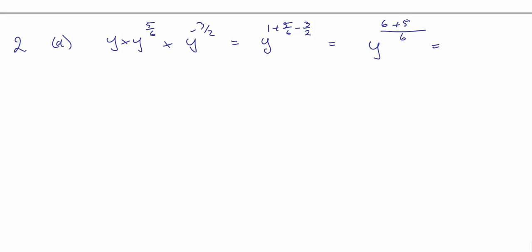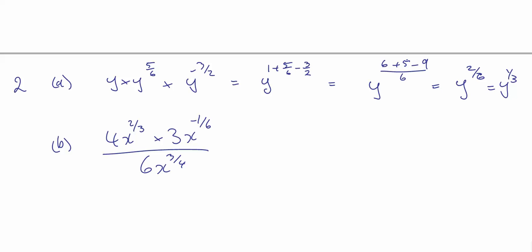Mistake there, that was minus 3 over 2, that should be minus 3 there, and so that is in fact y to the 11. Mistake again, 3 over 2 is in fact 9 over 6 of course, so that's 11 minus 9 is 2 over 6, which is of course y to the power of a third.